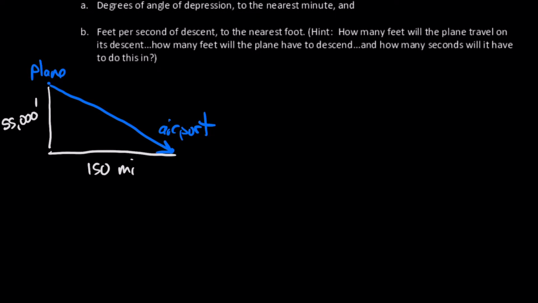One issue here: we have mismatched units, and I need to use both of those. Generally, to avoid rounding issues, it's better to convert to the smaller unit, so we'll multiply 150 by 5,280 feet per mile. In doing that, I got this really big number, 792,000 feet. Now we'll use that number for that side of the right triangle.